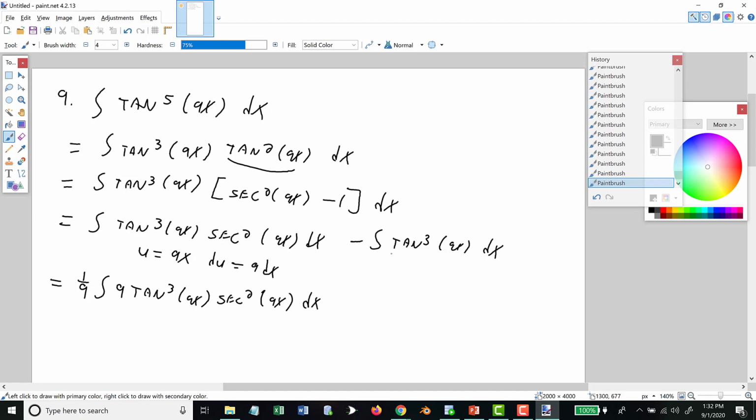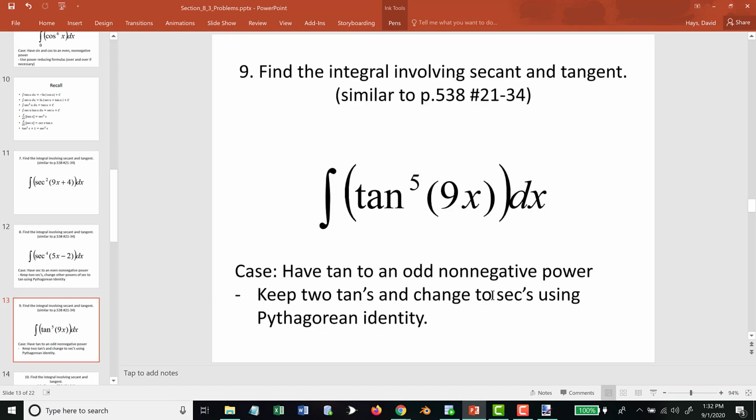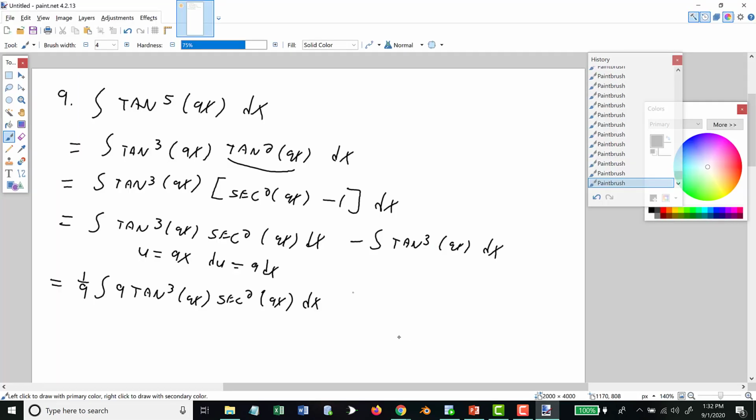Dx. Now tangent to the third, you know, that we just said. Tangent to an odd non-negative power, you keep two tangents and change the secants using the Pythagorean identity. So minus, and we're going to separate off two tangents. So we're going to have tangent 9x, and here's our two tangents we're separating off, dx.